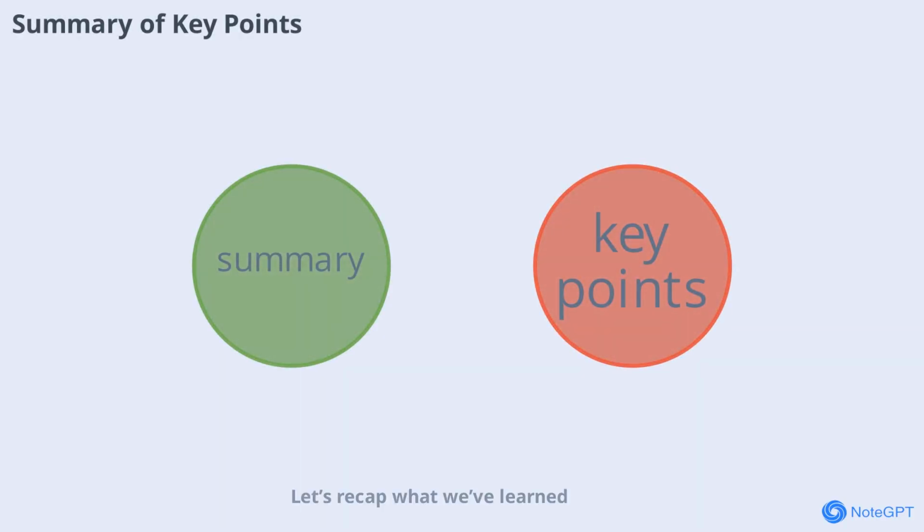Let's recap what we've learned. Polymorphism is a core concept in object-oriented programming that allows objects to take on many forms. It enables code reuse, flexibility, and easier maintenance. By understanding and applying polymorphism, you can build systems that are robust, adaptable, and ready for future growth.